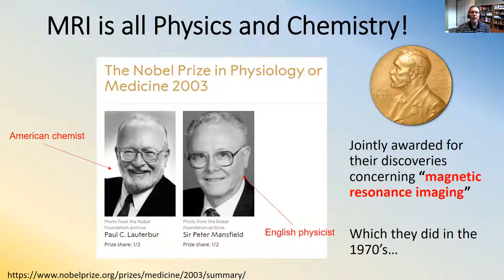In fact, the Nobel Prize in Physiology or Medicine in 2003 was jointly awarded to these two gentlemen for their discoveries concerning magnetic resonance imaging. They did all this work in the 70s, and it was rewarded over three decades later. The prize was split 50-50 between an American chemist and an English physicist who came up with all of the details of how this technology could be applied to actually start making scans. So it's all physics and chemistry.